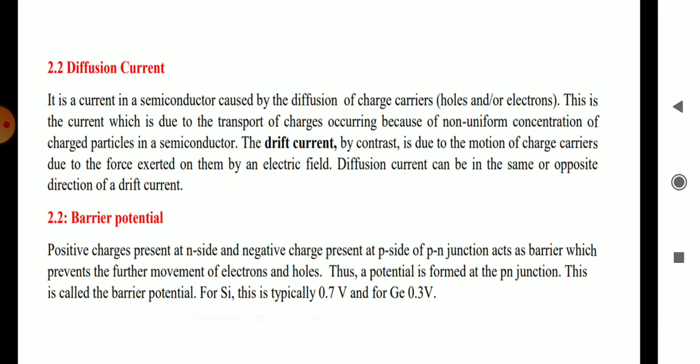For example, silicon, it is typically 0.7 volt, and for germanium it is 0.3 volt.